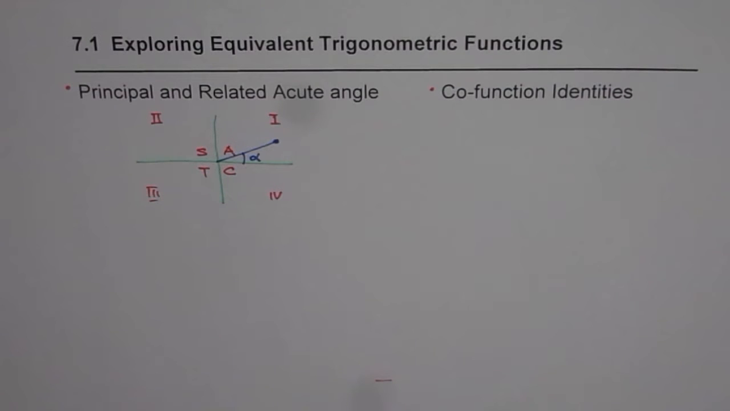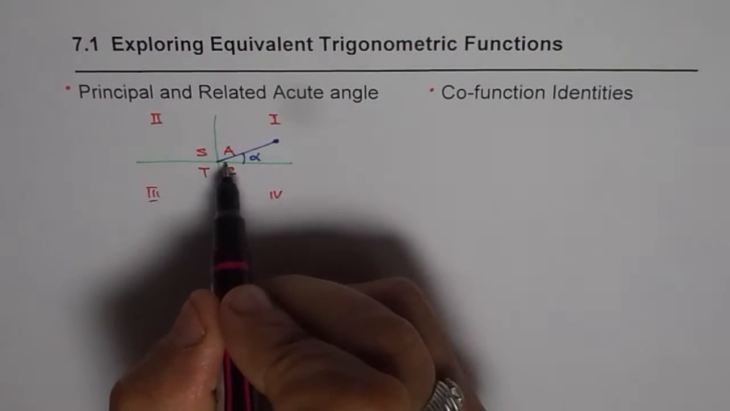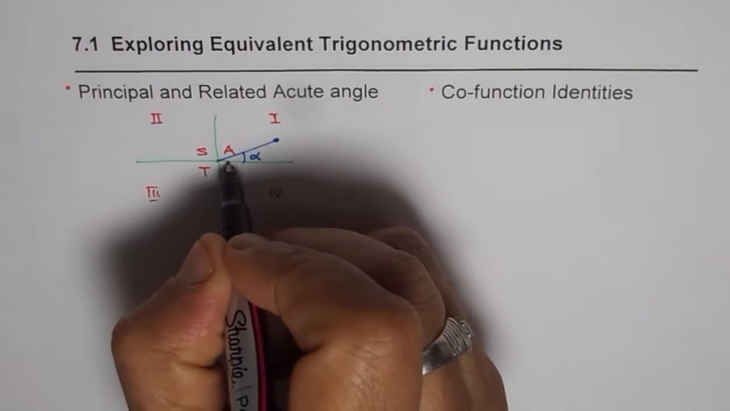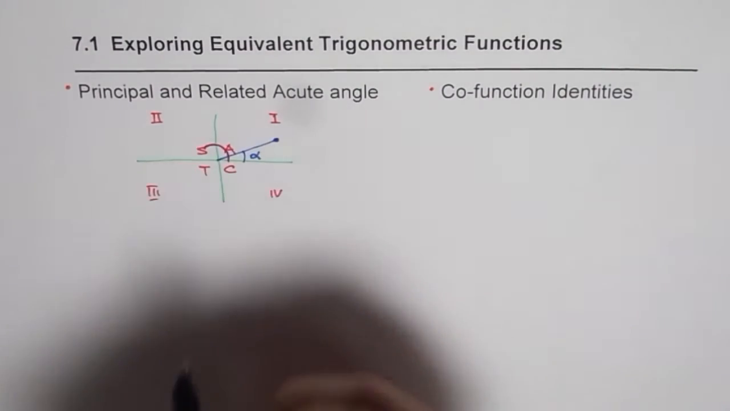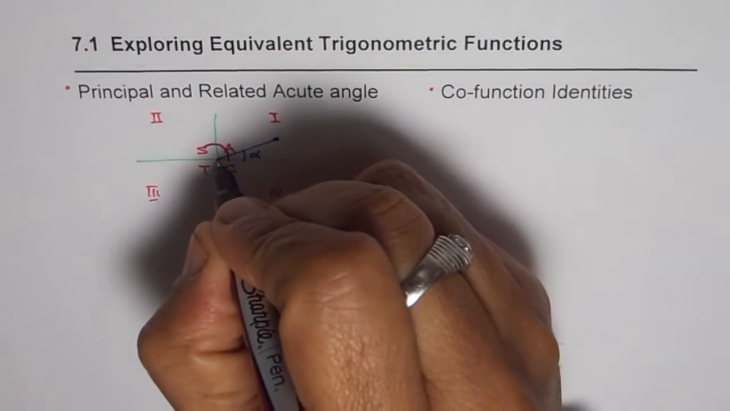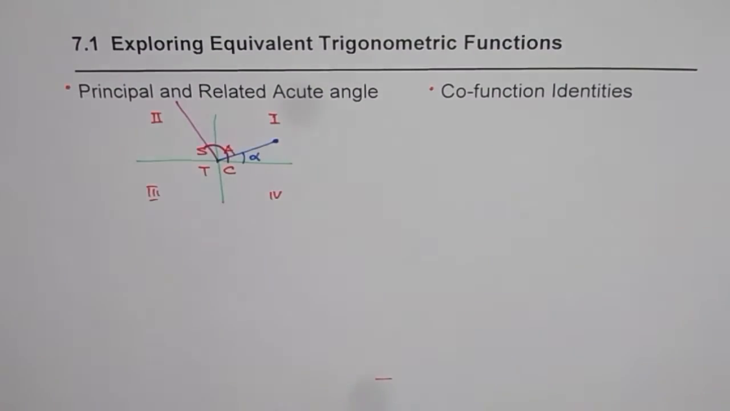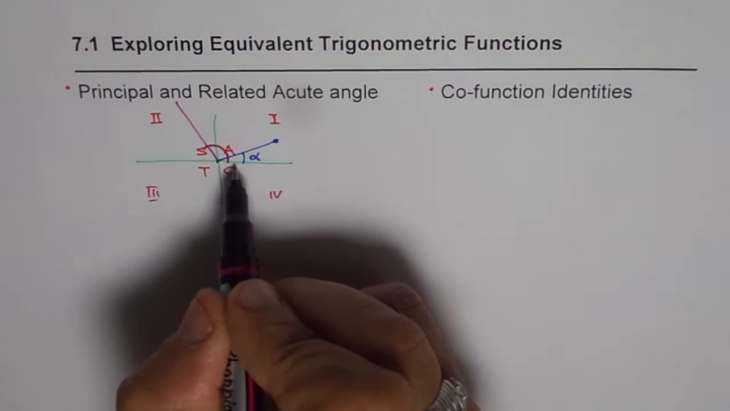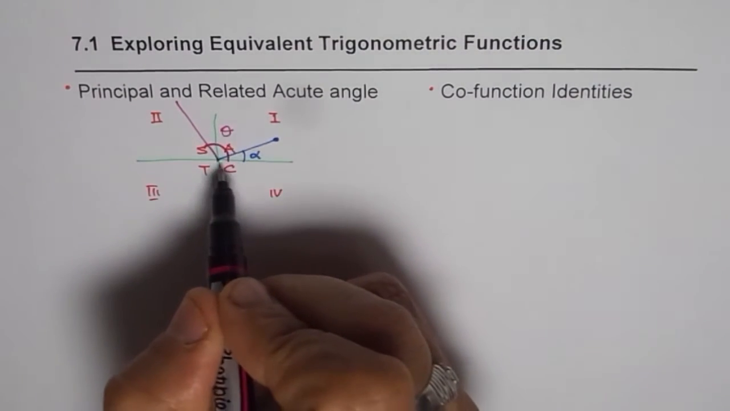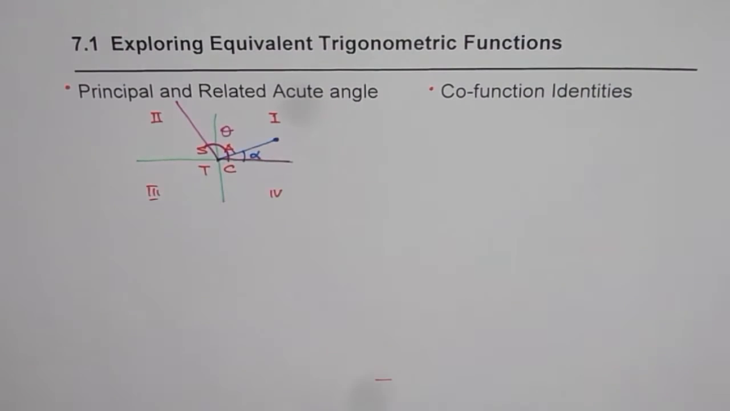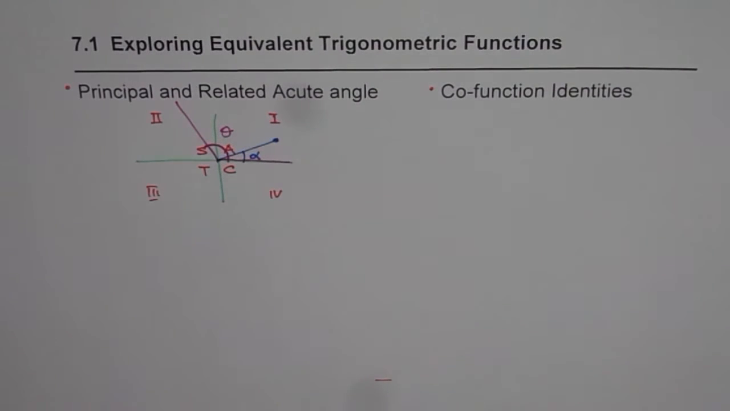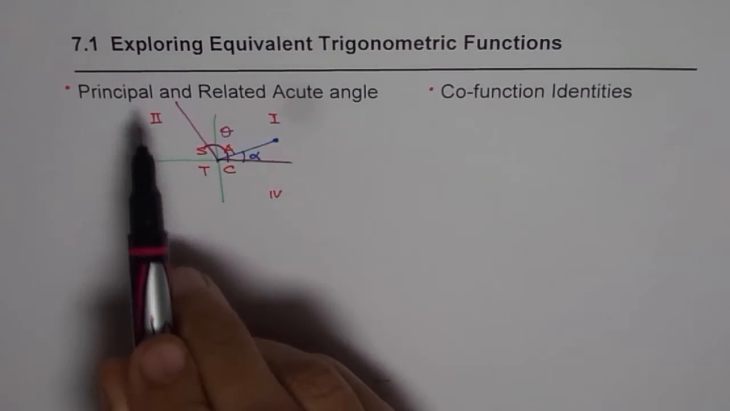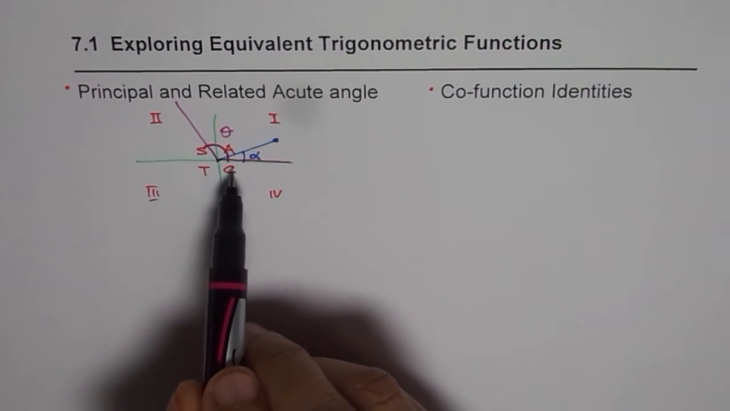Now as you can see, in quadrant 1, all trigonometric ratios are positive. Now, what is the principal angle? The principal angle will be the angle which is measured counterclockwise from the positive x-axis, kind of like this. So that becomes the principal angle. This line, which is called the terminal arm, will be making an angle of theta with the horizontal x-axis, and this angle theta is your principal angle. Principal angle could be from 0 to 360 degrees.